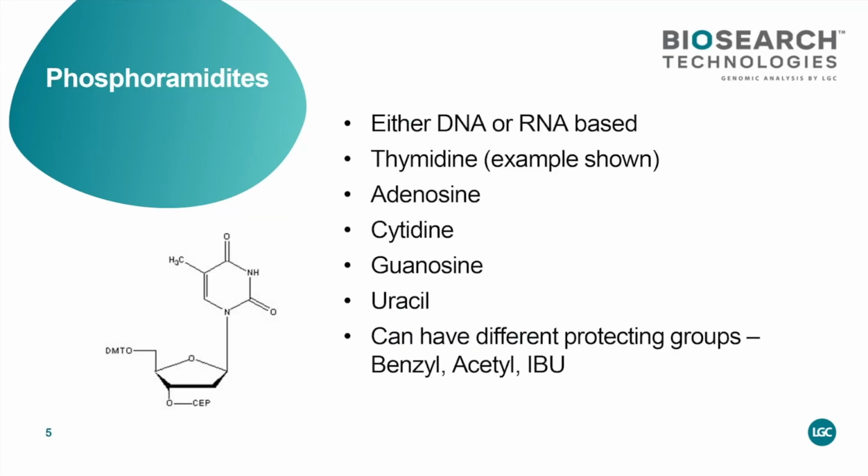So phosphoramidites, this is your basis. This is what you build your oligo out of. Imagine making a little necklace with the 4 different color beads, and you put one bead on at a time. So you have either RNA or DNA-based phosphoramidites. The one here is thymidine. So this is a DNA.